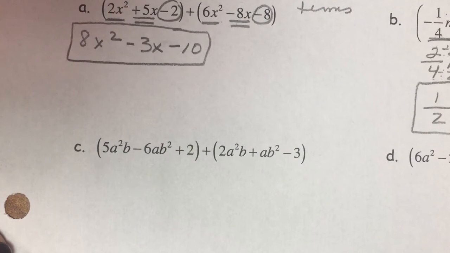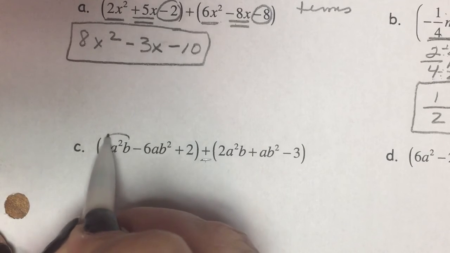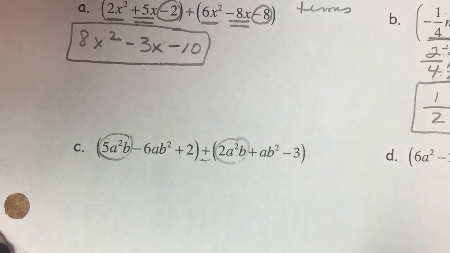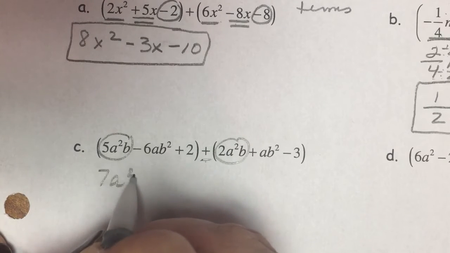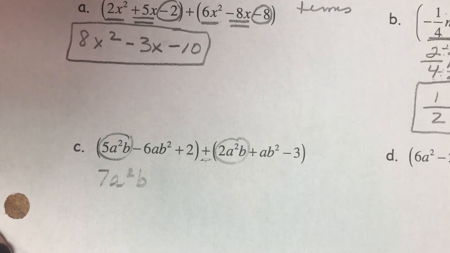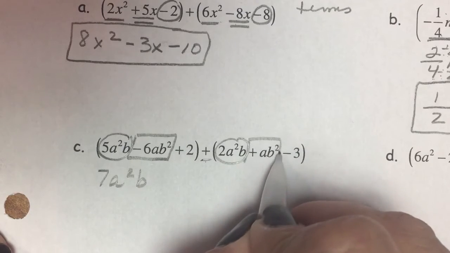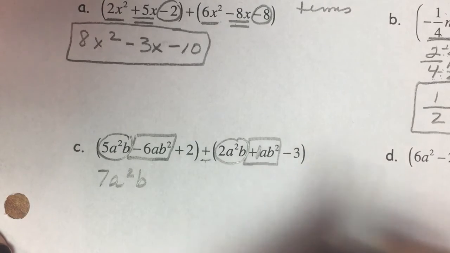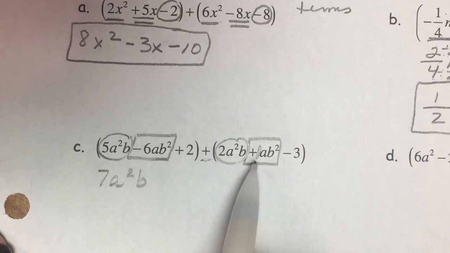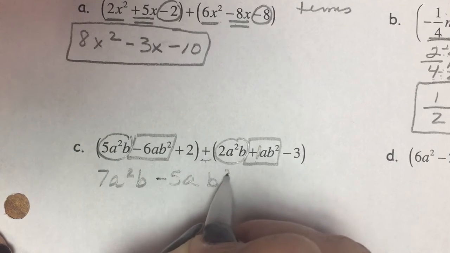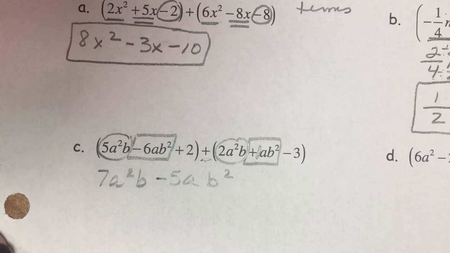Let's go to this example right here. Same type of thing. It's an addition problem. So I can combine 5a squared b and 2a squared b. Those are like terms because the variable part's exactly the same. That's going to give me 7a squared b. I can combine negative 6ab squared and a positive 1ab squared. Don't forget there's really a 1 in front of there. And negative 6 and a positive 1 is negative 5ab squared. Variable part doesn't change.